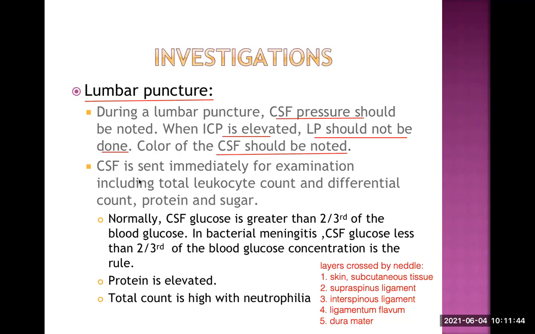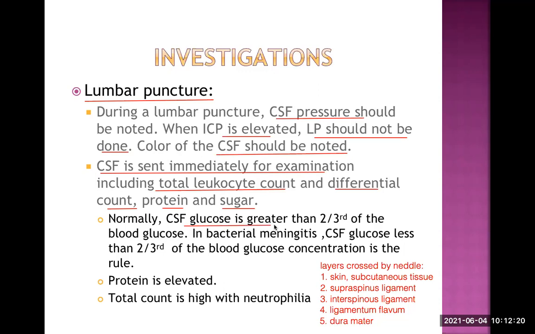Now, after you take CSF, what are you going to do? CSF is sent immediately for examination in the lab, including total leukocyte count, differential count, protein, and sugar. These are the most important tests. So what is total WBC? What is the differential WBC? How much protein, how much sugar? And one CSF sample is sent for gram stain and culture and sensitivity as well. We should not forget that.